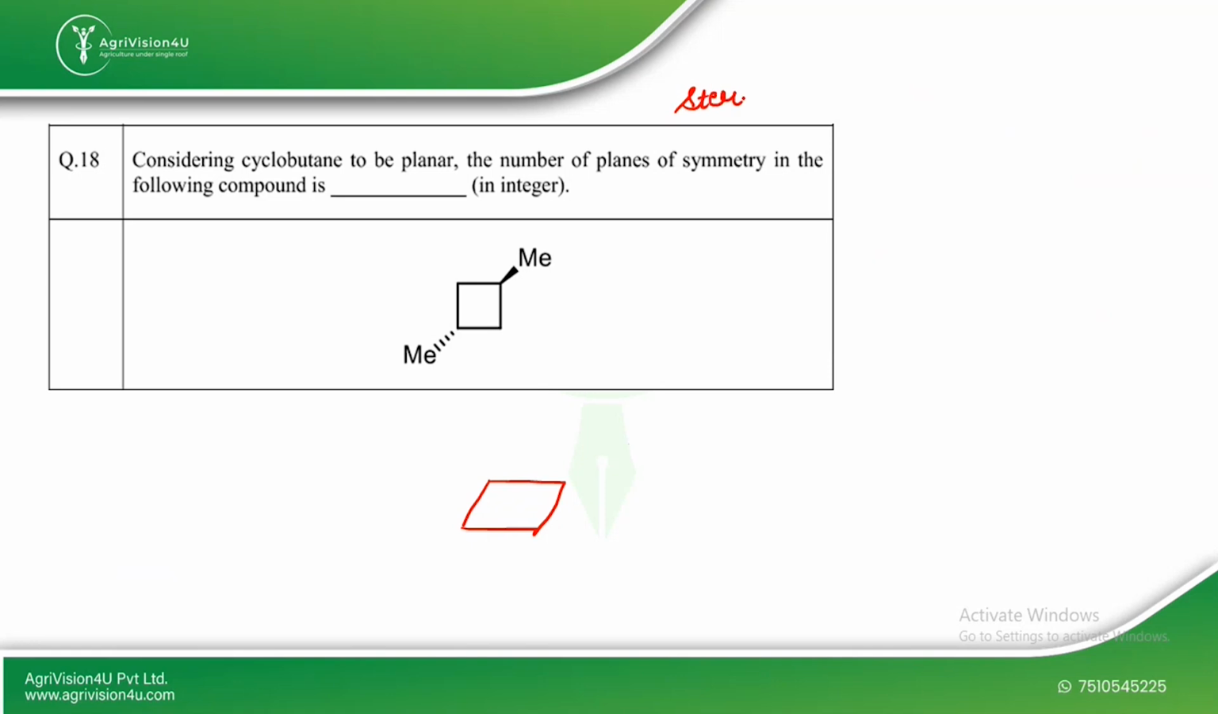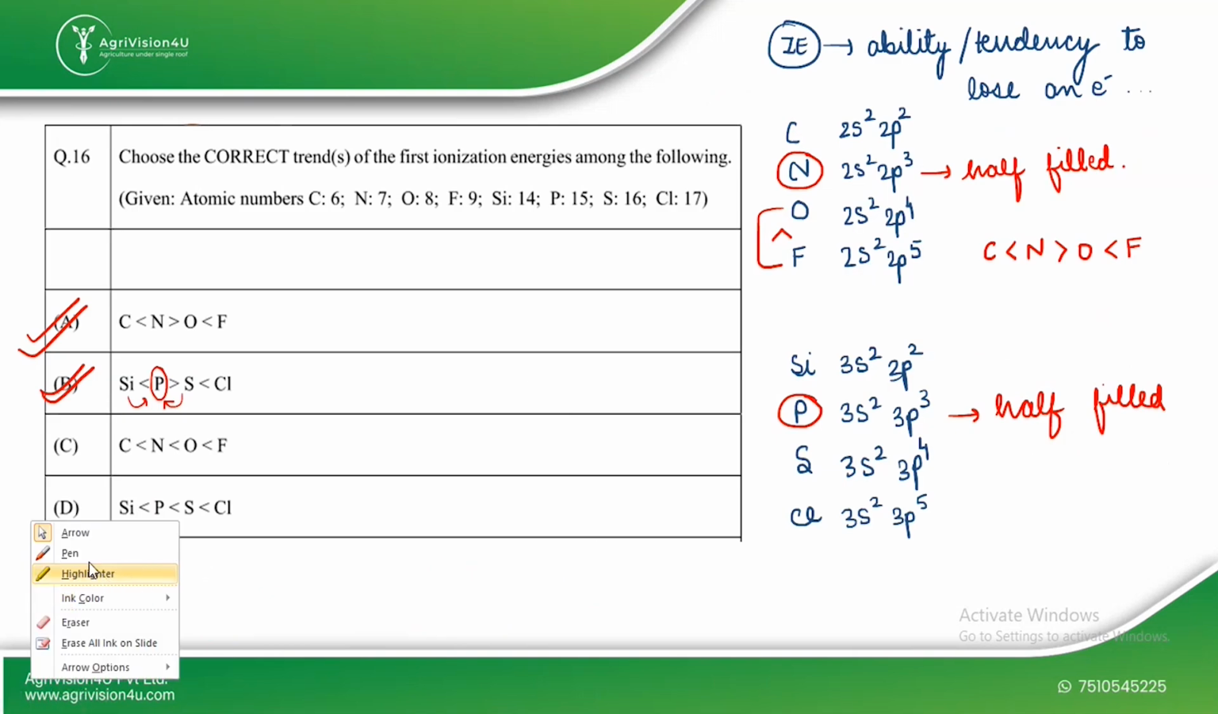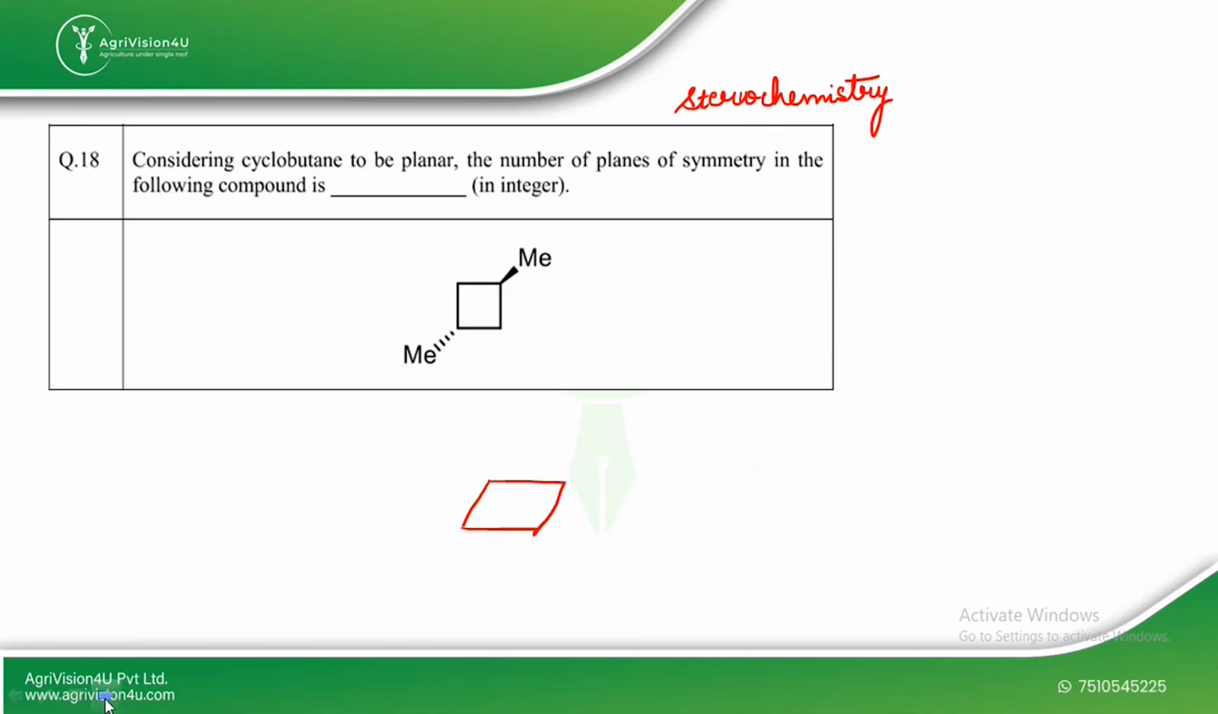chapter Stereochemistry. This is basically asked from the colligative properties. Then this question is basically asked from the topic periodicity. Then this either you can say name reaction or you can say the reagents, anything.